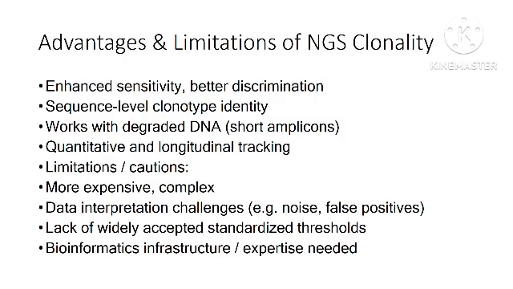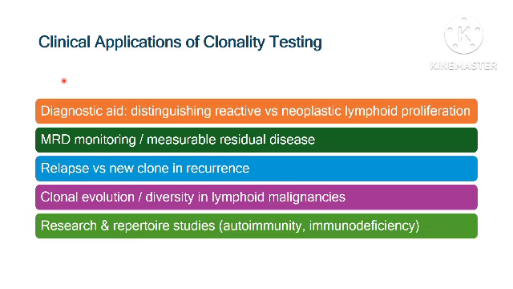So clinical applications of clonality testing: as we know, it distinguishes reactive versus neoplastic lymphoid proliferation. You can use it for measurable residual disease. You can always check for relapse versus new clone in recurrence. You can also track clonal evolution and diversity in lymphoid malignancies. Many applications are upcoming, like research and repertoire studies for autoimmunity and immunodeficiency.